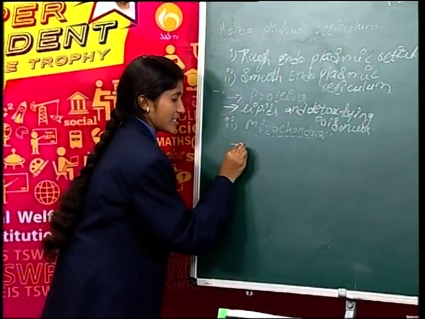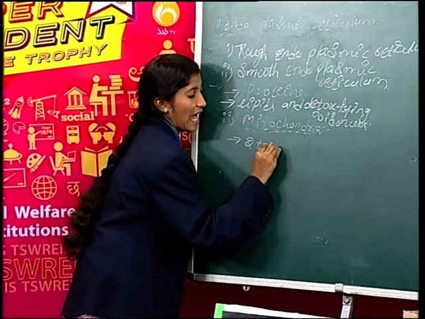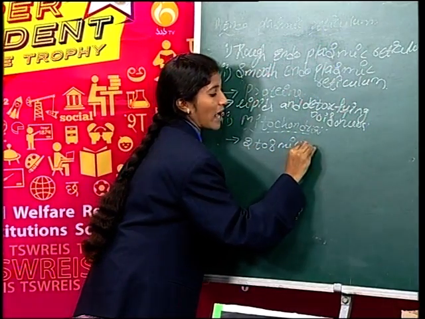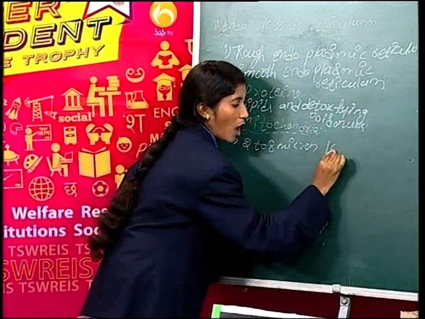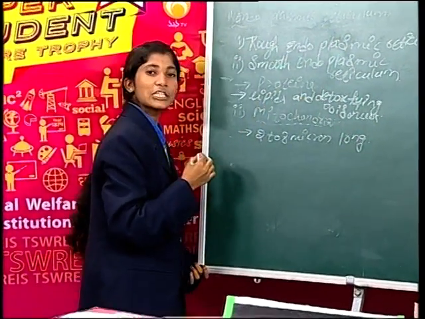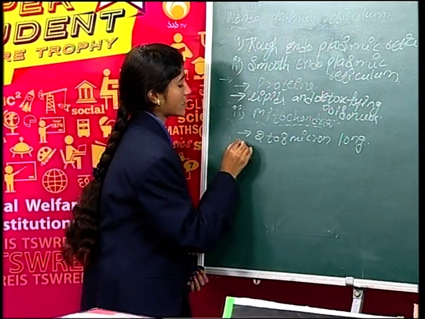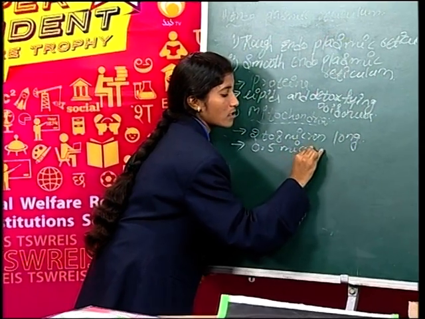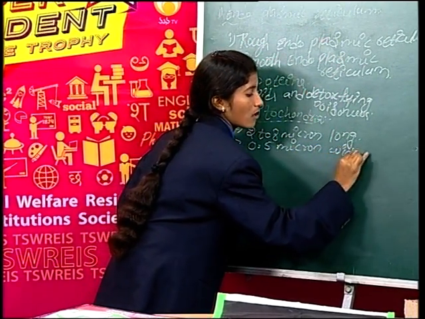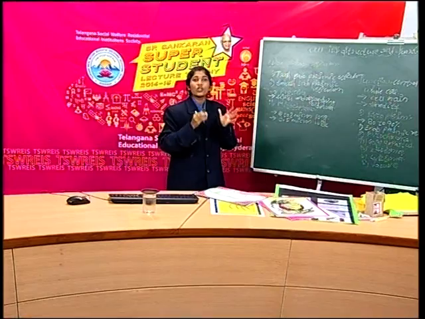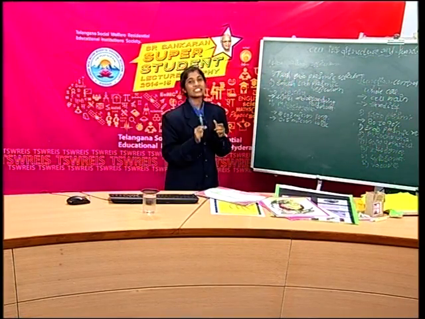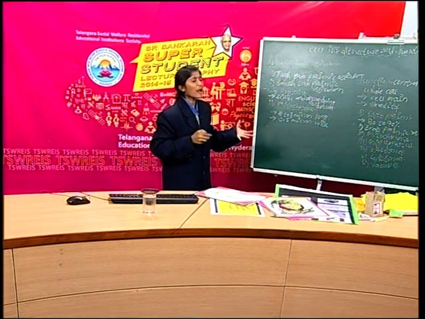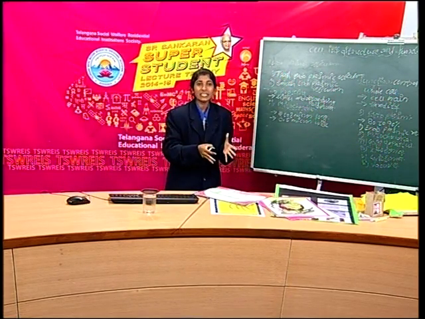Okay now, this mitochondria is 2 to 8 micron long and 0.5 micron width. And also this mitochondria is 150 times smaller than the nucleus.